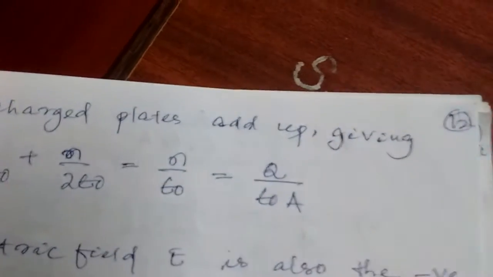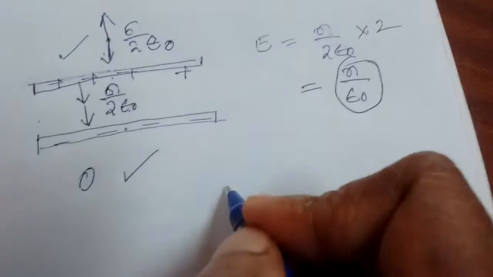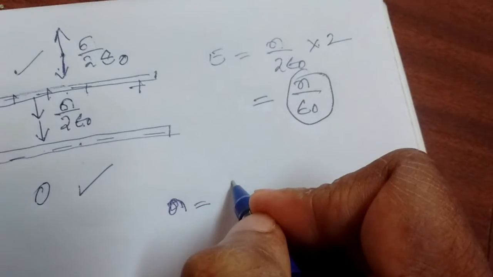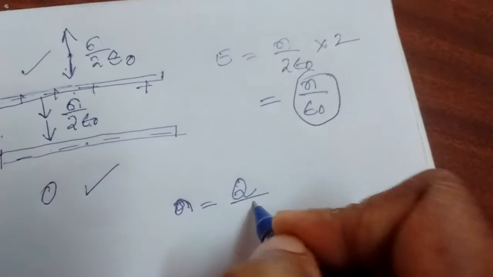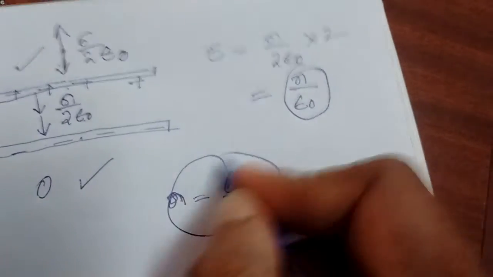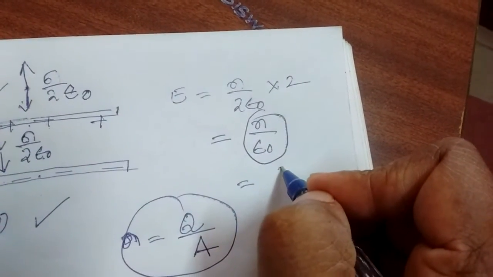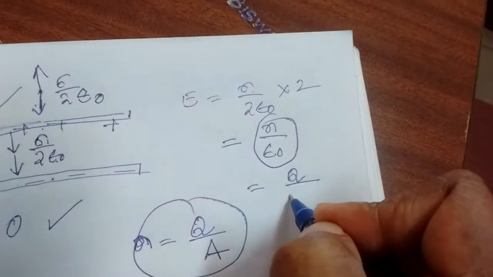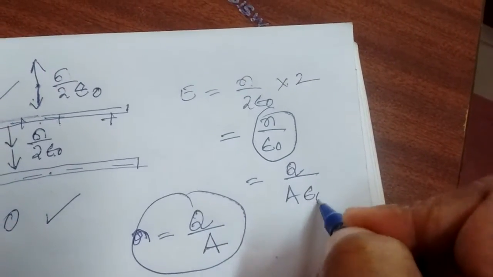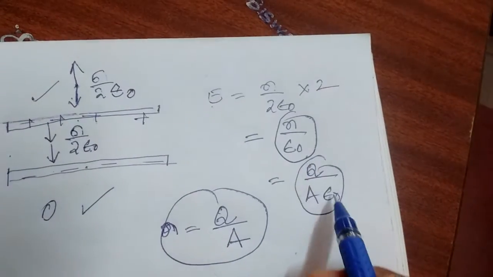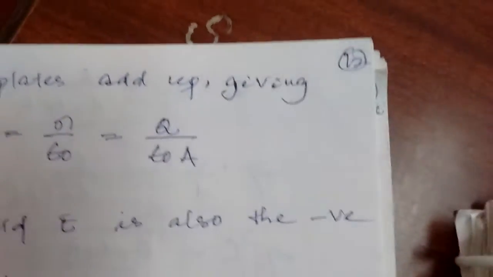Okay. Now what is sigma? Of course sigma is our surface charge density of the plate. What is surface charge density? Total charge on the plate divided by area of the plate. So if I place Q by A in place of sigma, now the electric field becomes Q by epsilon naught A. Electric field is Q by epsilon naught A.